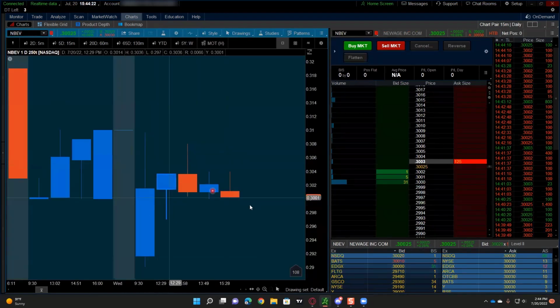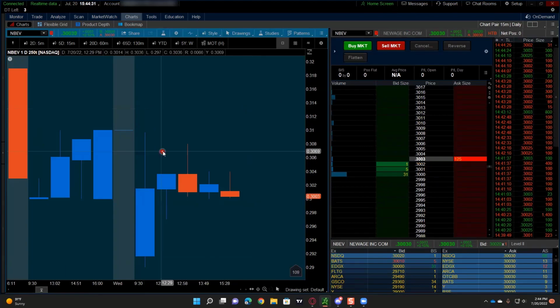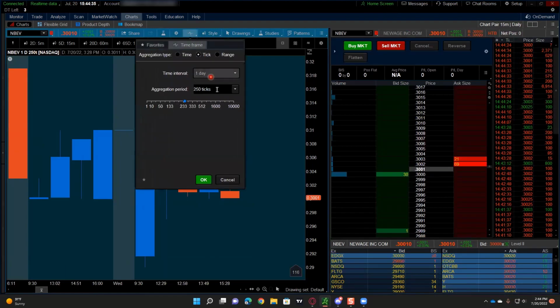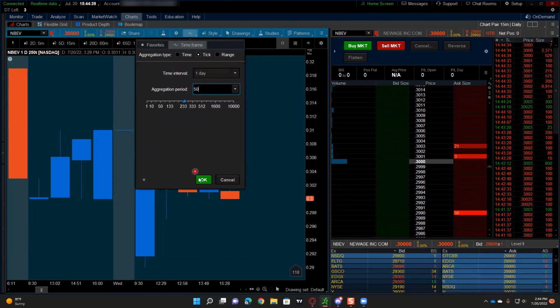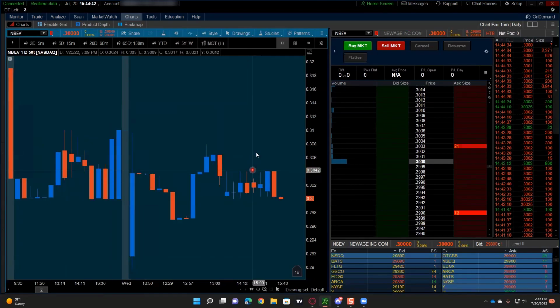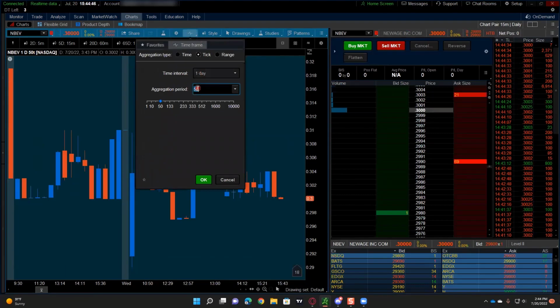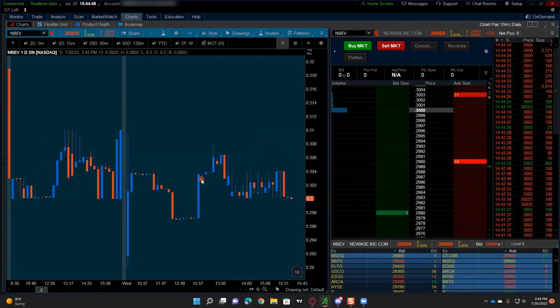This is a 250 tick chart. As you can imagine, there's not a lot of transactions going on in this little itty bitty penny stock. So 250 transactions, that's just too much. Let's knock that down to 50 transactions and see if that works. Okay, we're getting a little closer. Let's knock it down a little bit more and make it 25 transactions.